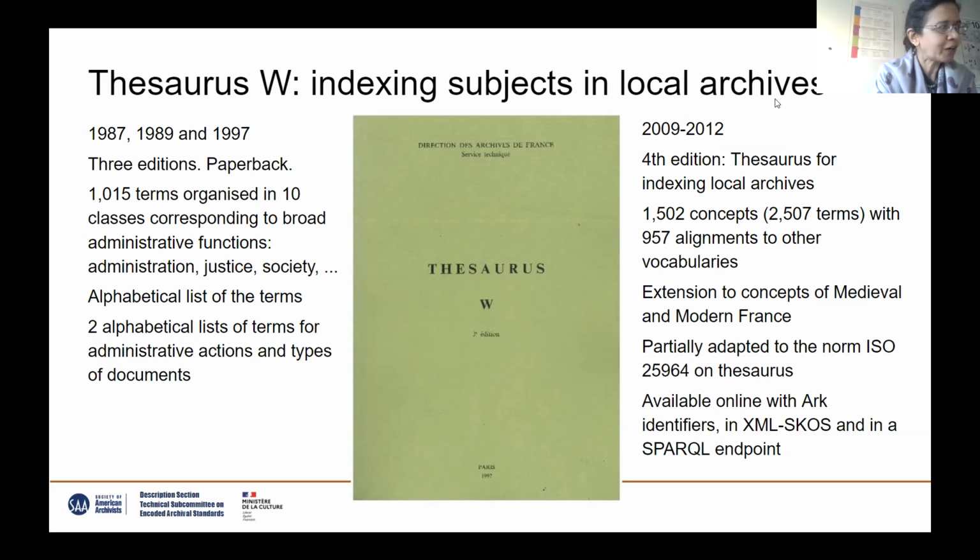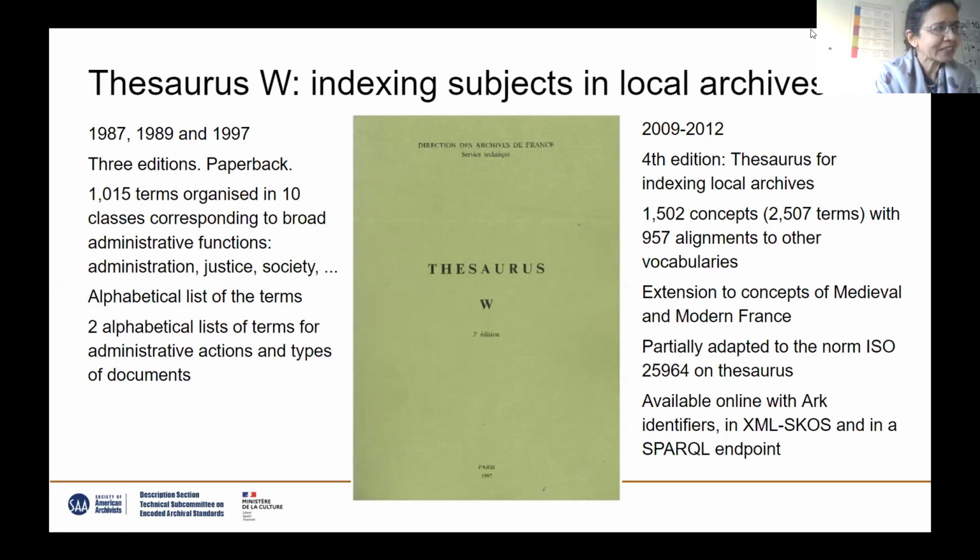It was built from vocabularies used in different local archives. There were many editions, and the 2009 edition extended its scope to all periods of history and made it available online. It's still broadly used today, and though adapted as much as possible to the norm on thesauri, its structure is still much influenced by the context of traditional paper archives management.